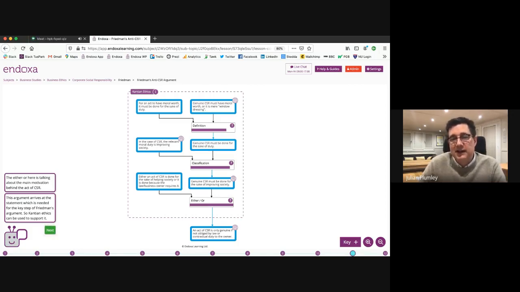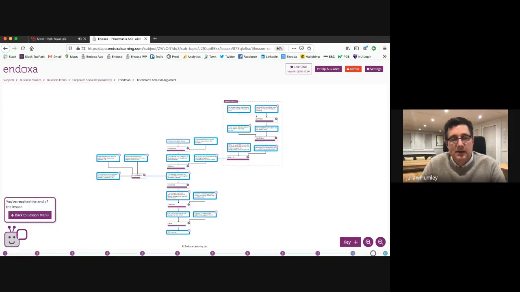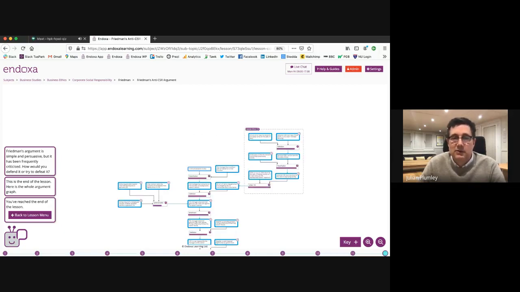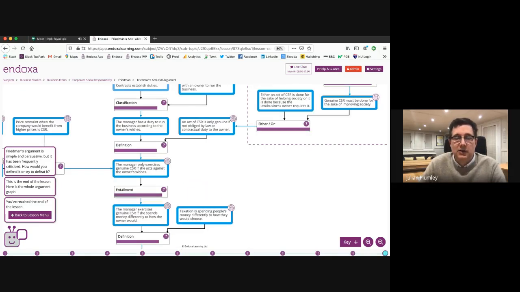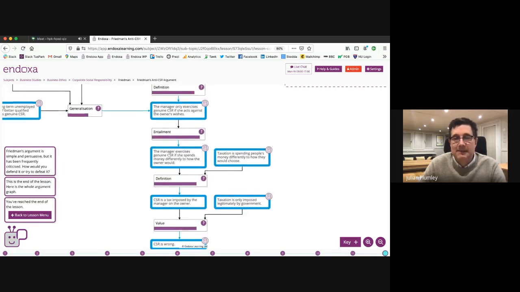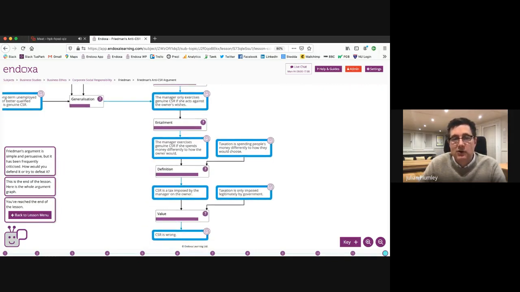I haven't taken the lesson beyond there, but what we can do, if I go just to the last step here, here we go. Here is the whole graph, everything that you've seen. So this is the main argument. This is the examples that we had look at of corporate social responsibility. And this is the Kantian part. And you can zoom in and look at any part of it. You'll always see the whole graph on the last stage of a lesson.